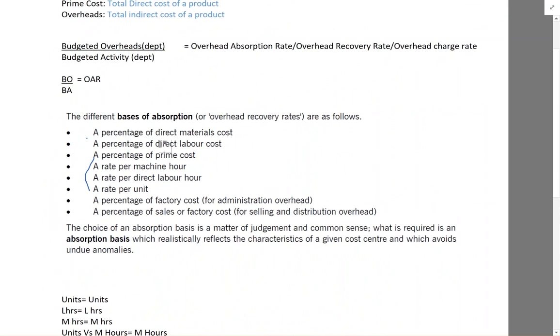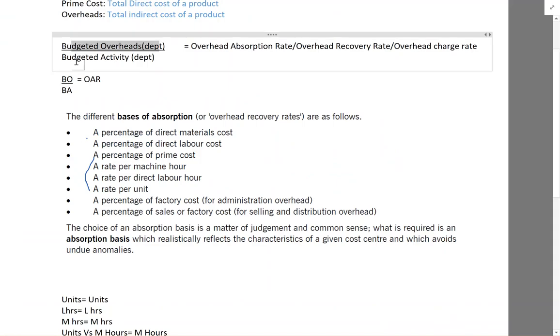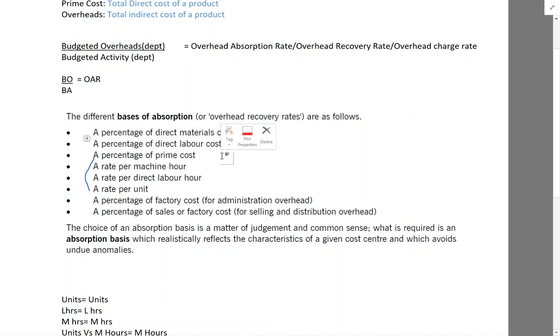The way we do it is we take budgeted overheads in the department. Why did I use the term budgeted? Remember, these overheads are budgeted because I explained that they have to be known in advance. So budgeted overheads divided by budgeted activity. We take the overheads in a department and divide it by the activity in that department. It will give us the overhead absorption rate, OAR, or it is also known as overhead recovery rate or overhead charge rate, whatever you want to call it, but it is most commonly known as overhead absorption rate. The three main ways used are machine hours, labor hours, and per unit, but we can use overheads as a percentage of material or labor or prime costs as well. But the ones that are very common are these three.